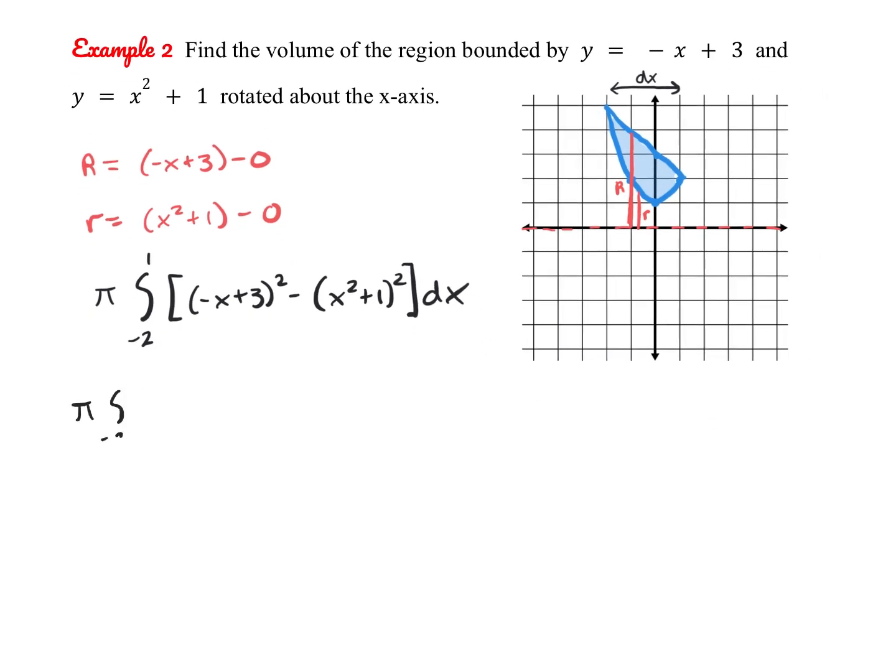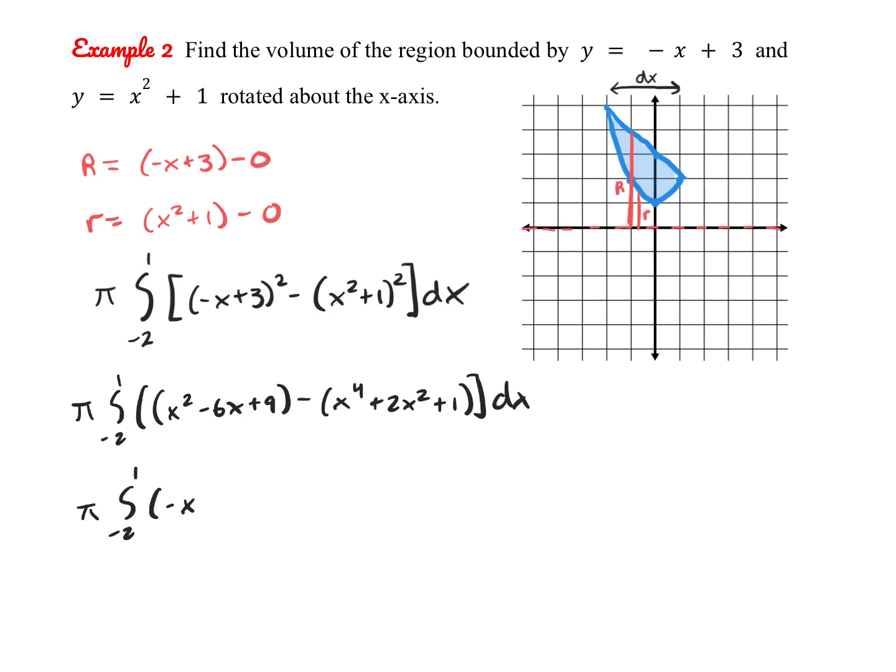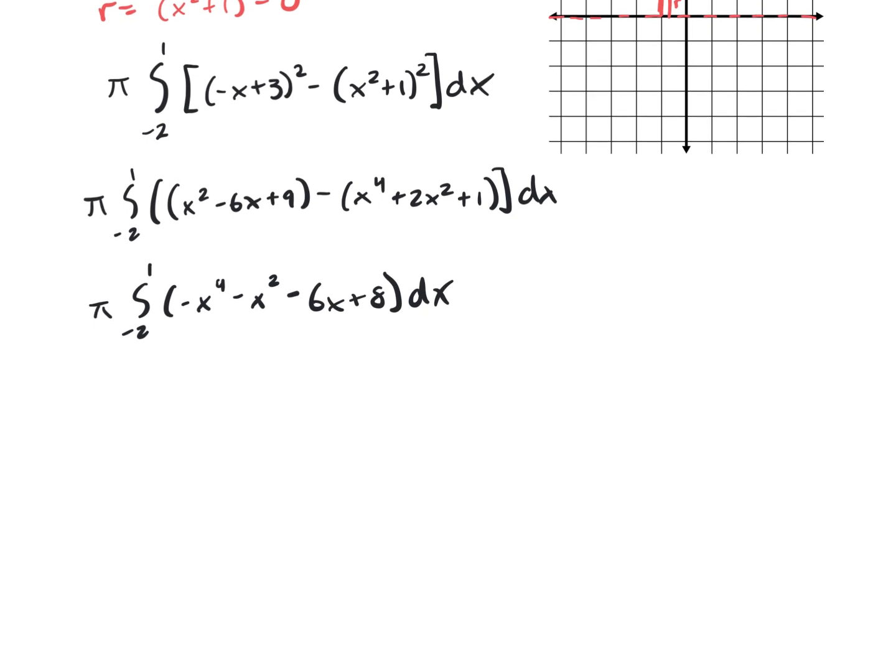So we do need to multiply out our binomials. So we have x squared minus 6x plus 9 minus x to the 4th plus 2x squared plus 1 dx. We can combine like terms. And now we're ready to find our antiderivative.